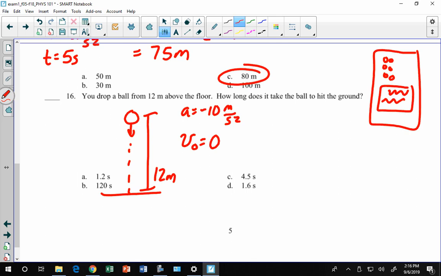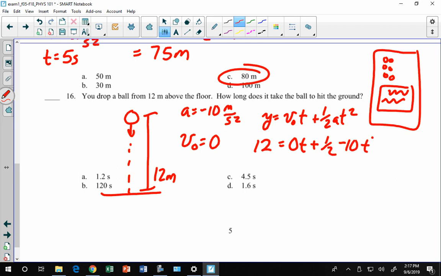So I'll have my equations, and then I would know that y is equal to v naught t plus 1/2 at squared. Do I know everything here? I think so. I'm just looking for t. So y is 12 equals 0 times t plus 1/2 of negative 10 times t squared.